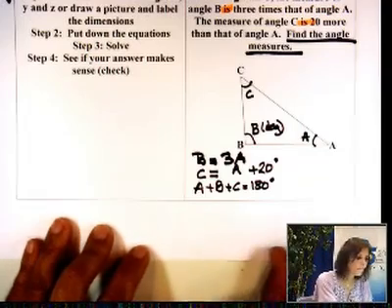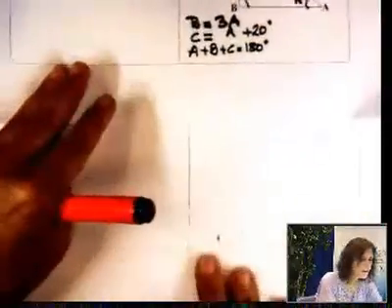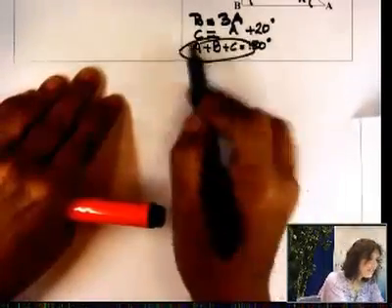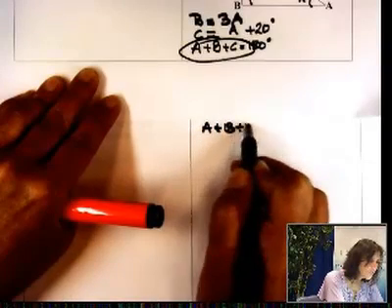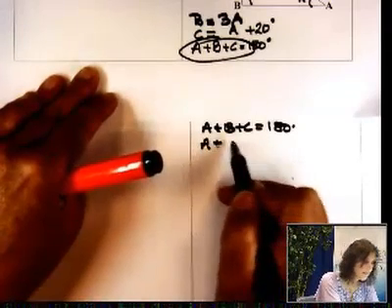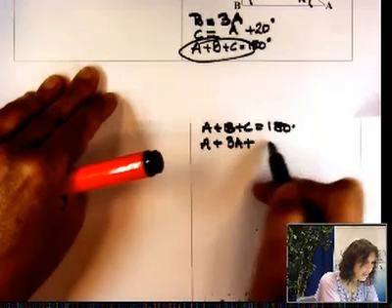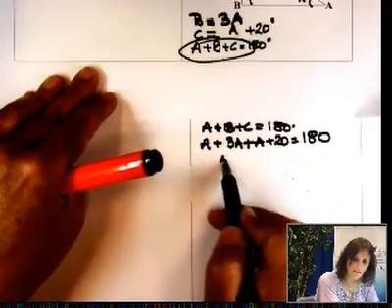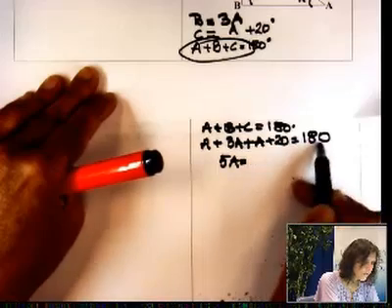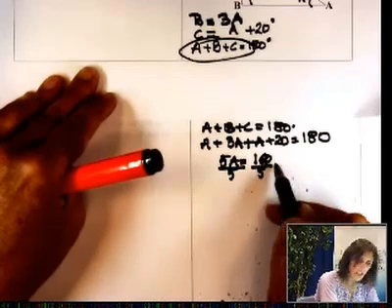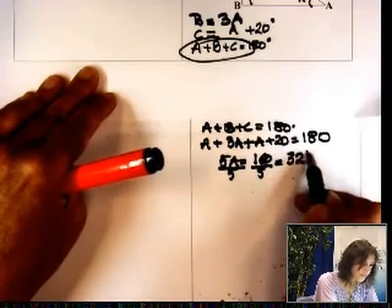So let's go and solve them. I'm going to do a substitution. I have A plus B plus C is 180. I'm going to write everything in A. A is A, B is 3A, C is A plus 20. Everything is 180. 3A plus A plus A is 5A, plus 20 equals 180. Subtract 20 from both sides, that's 160. Divide both sides by 5, and you'll get 32 degrees.